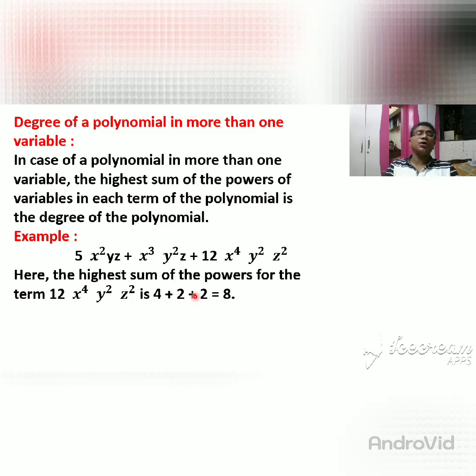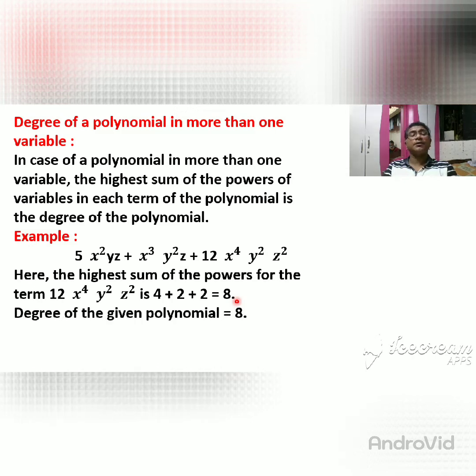Do you understand? How can I find it? See, the x index is 4, y index is 2, z index is 2. So the indices are added: 4 plus 2 is 6, 6 plus 2 is 8. So you get degree 8. Any doubts? Then the degree of the given polynomial is 8.